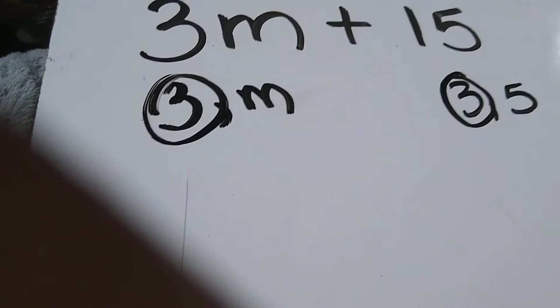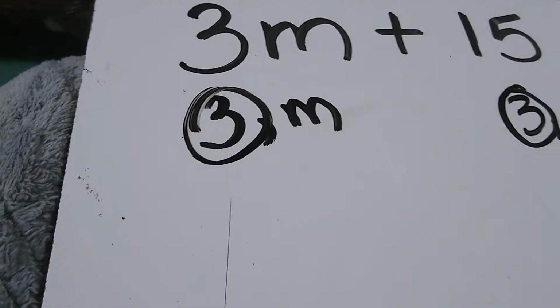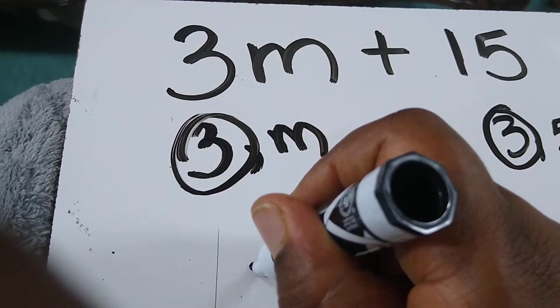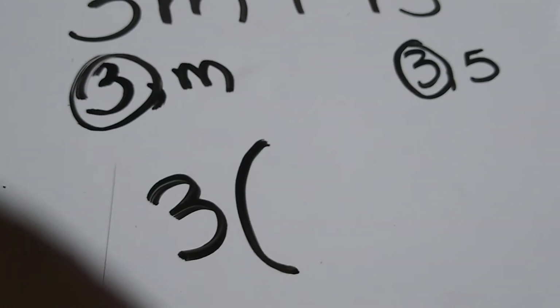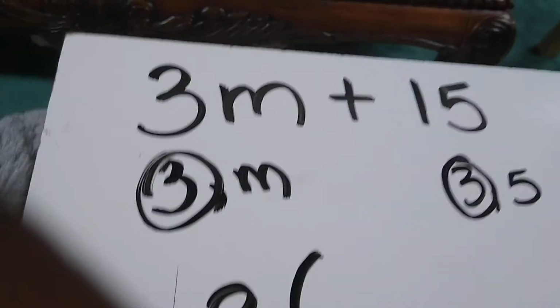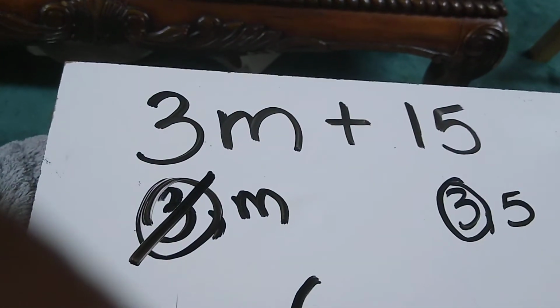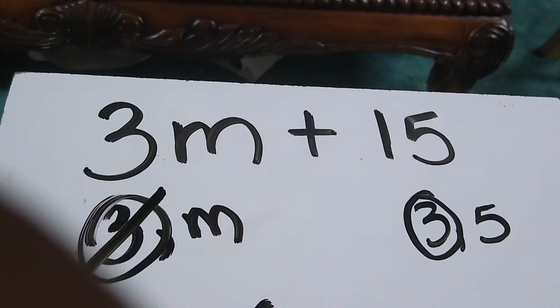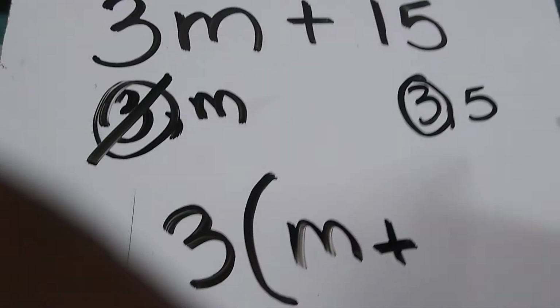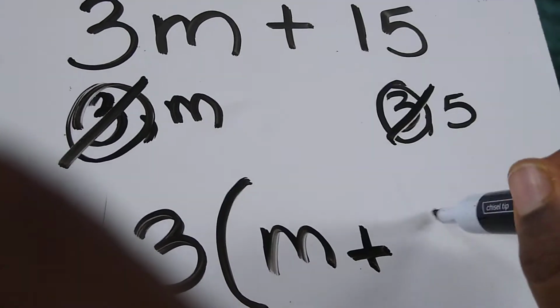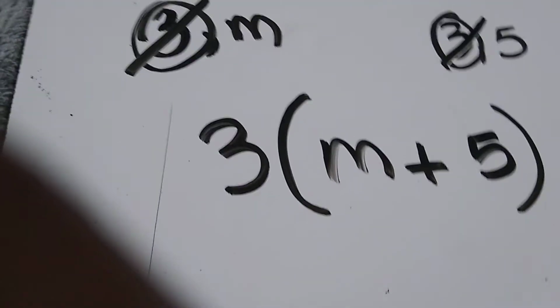So now I know that 3 is going to be my greatest common factor. The way that we're going to write the greatest common factor is, first, the 3 goes on the outside. So 3 is used here, and what I'm left with is m. It's addition, so I'm going to put a plus. And then I used the 3 already. What am I left with? 5. So guess what? I am done.